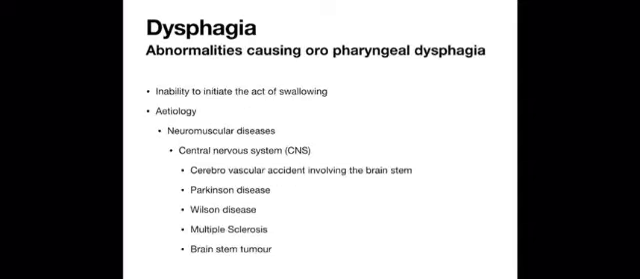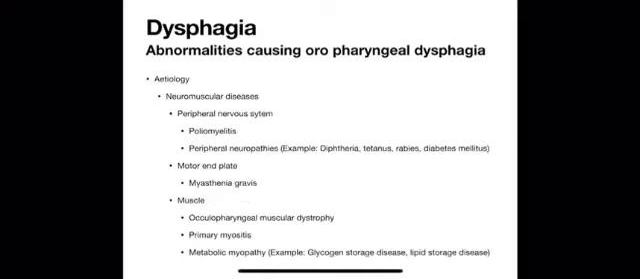Classification of dysphagia based on the etiology. Dysphagia based on the site may be oropharyngeal or esophageal. Abnormalities causing oropharyngeal dysphagia are the inability to initiate the act of swallowing, which might be due to neuromuscular diseases, which might be attributed to the central nervous system, wherein a patient might present with a cerebrovascular accident involving the brainstem, Parkinson's disease, Wilson's disease, multiple sclerosis, brainstem tumor.